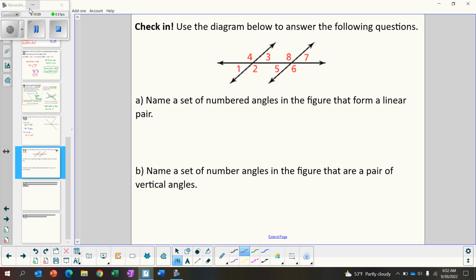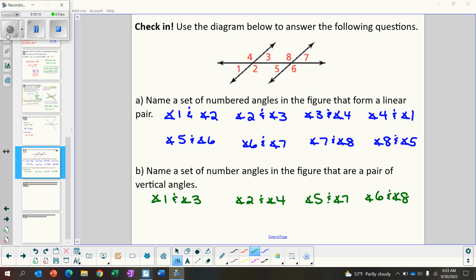All right, so try the check-in. Pause, and when you're ready to see your answers, hit play. All right, so we had 8 different linear pairs. You only really had to name one. So if you had any one of these 8, your answer is correct. And then here we have 4 different pairs of vertical angles. Again, you only needed to give us one.